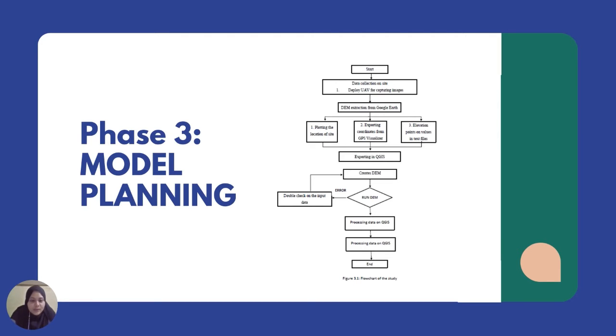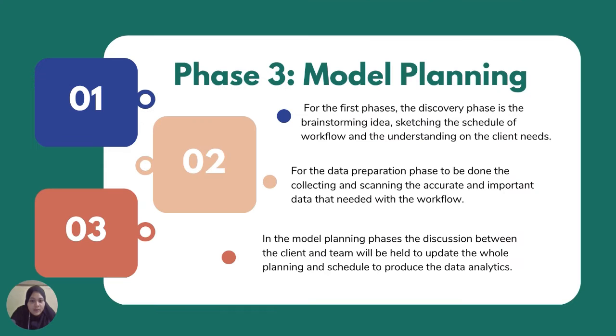Okay, let's proceed with phase 3, model planning. The figure shows the flowchart of the model planning. For the first phase, the discovery phase is the brainstorming of ideas, sketching the schedule of the workflow, and understanding the client needs. For the data preparation phase, collecting and scanning the accurate and important data needed for the workflow is done. In the model planning phase, a discussion between the client and the team will be held to update the whole planning and schedule to proceed with the data analytics.